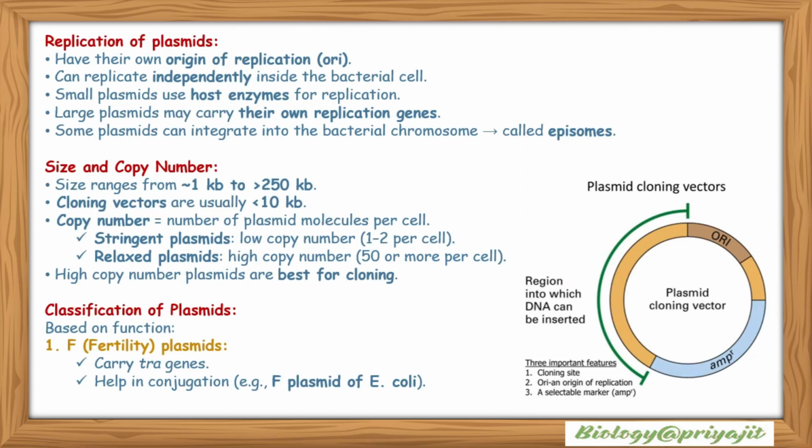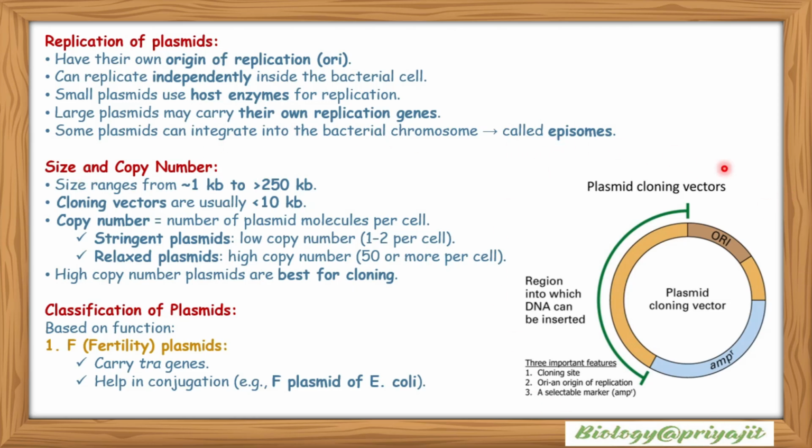Replication of plasmids: they have their own replication origin. They can replicate independently inside the bacterial cell. Small plasmids use host enzymes for replication. Larger plasmids may carry their own replication genes. Some plasmids can integrate into the bacterial chromosome, and are called episomes.